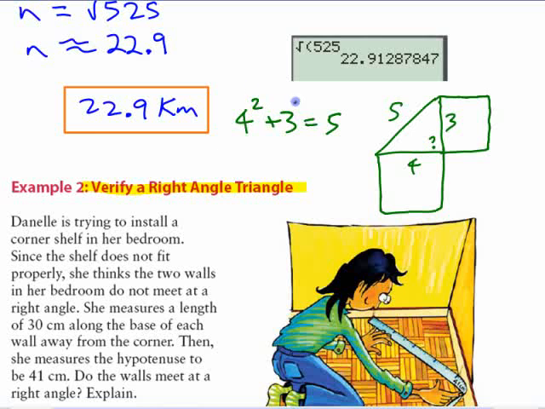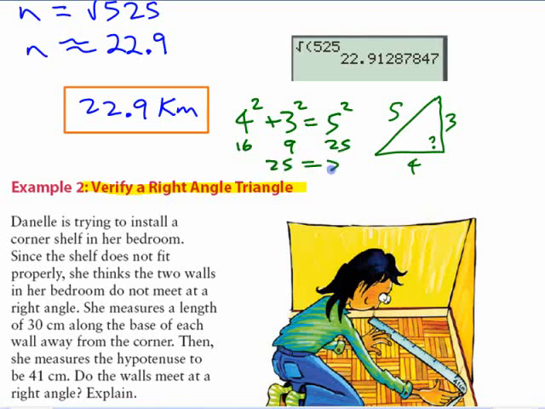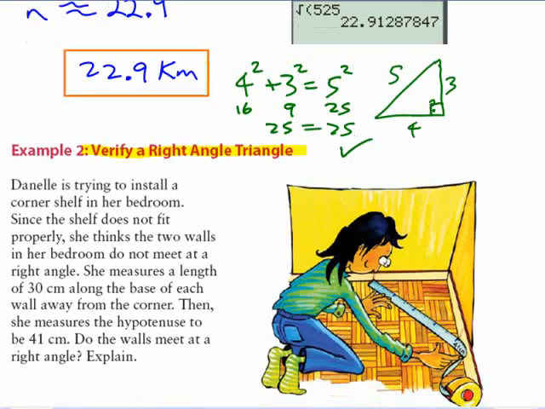But you could check whether 4 squared plus 3 squared equals 5 squared, whether the areas of the squares on the sides are equal. If this works out, which it does here, 16 and 9, 25. 25 equals 25. Those are equal. Therefore, this has to be a right angle. That's what's involved in this example here.